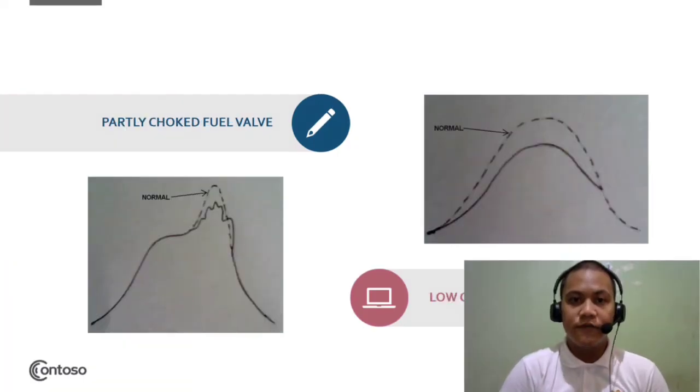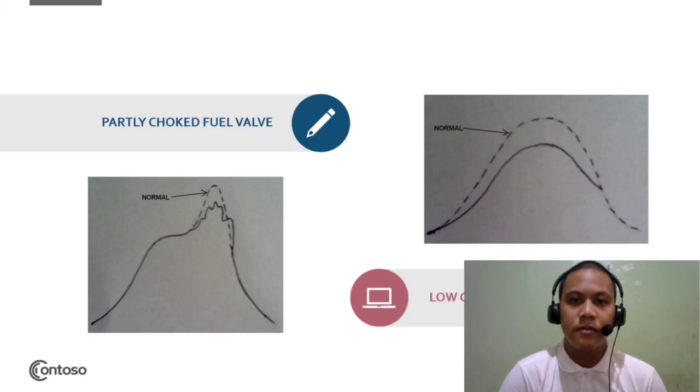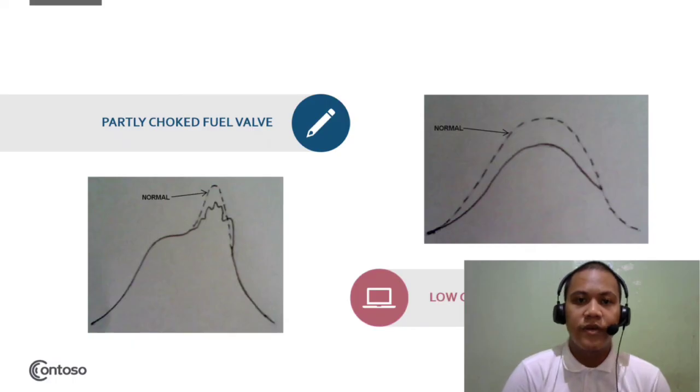Next is the partly choked fuel valve. So, partly choked fuel valve occurs kapag yung fuel natin lalabas sa valve ay hindi niya na-attain yung pressure na dapat para sa kanya. That is why our valve is partly choked. This occurs because of so many reasons. First is fuel contamination. Maybe our fuel is contaminated with some contaminants, or there is an improper purification of the fuel.